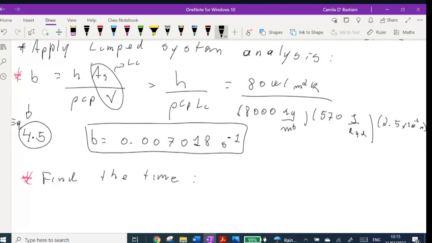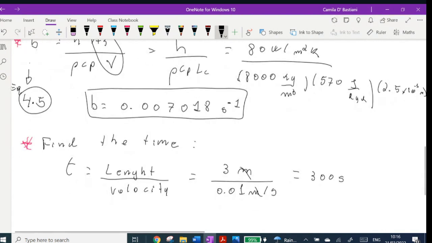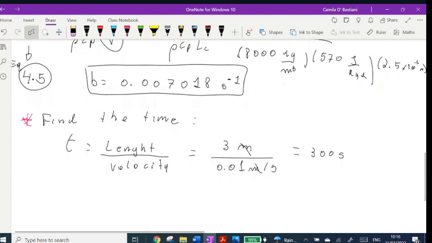Well, my time is going to be, I know the length of the furnace, and I know my velocity. Okay, so if my furnace is 3 meters long and my velocity is 0.01 meters per second, my strip is going to take 300 seconds to move through the furnace. So my heat treatment takes 300 seconds. So I'm heat treating this stainless steel during 300 seconds inside this furnace.